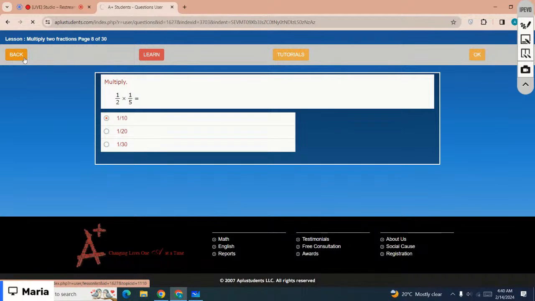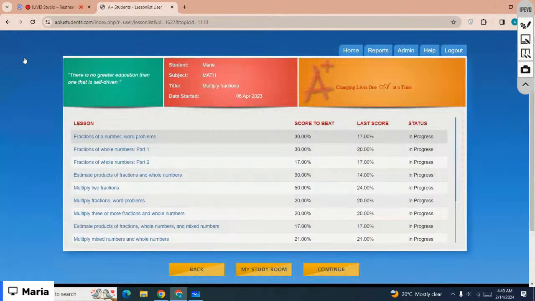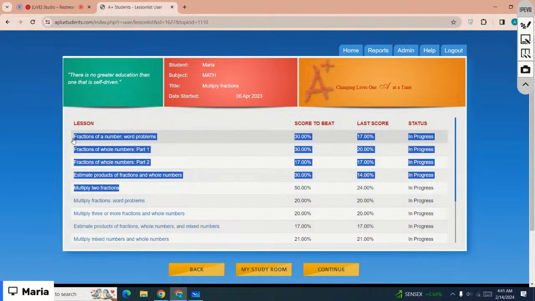So we were working on grade 6 maths. The lesson we're working on is multiply fractions, and we have covered the lesson. They are fractions of a number word problem, fractions of whole numbers part 1. Part 2 you have to do on your own, right? Estimate products of fractions and whole numbers. The one we have just finished is multiply two fractions.